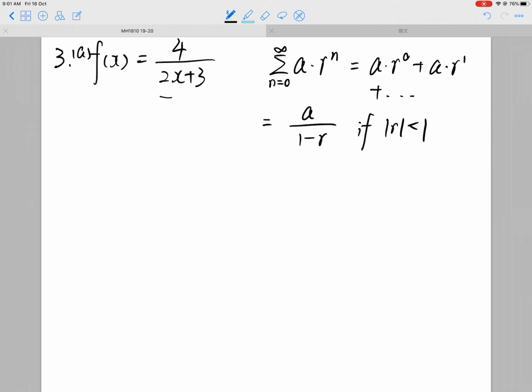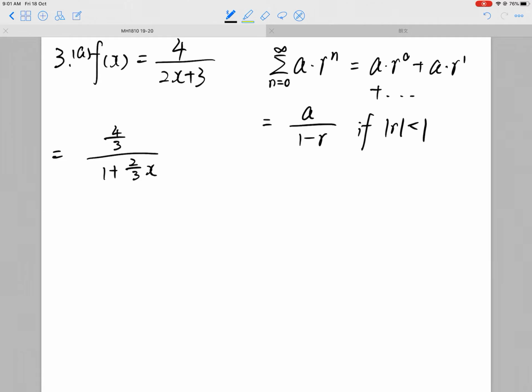So we can see the function looks like this. Somehow, can we change this to this so that we can change the function to a power series? This is our goal. So first, I want this constant to be 1, so I have to divide by 3 on both sides.